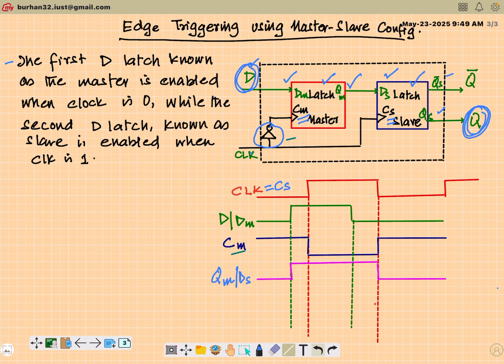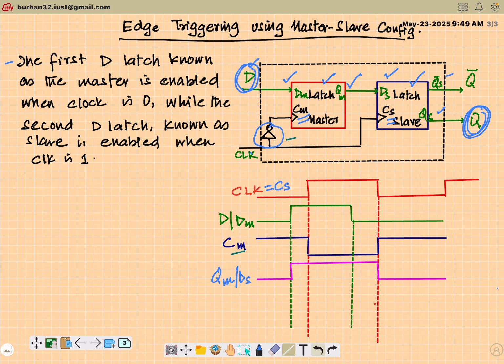Fine. Now this output of the master latch acts as an input to the slave latch, and the slave latch responds to the direct clock. And this is important here: the master latch responds to the inverted clock, that is CM, and the slave latch to the direct clock.